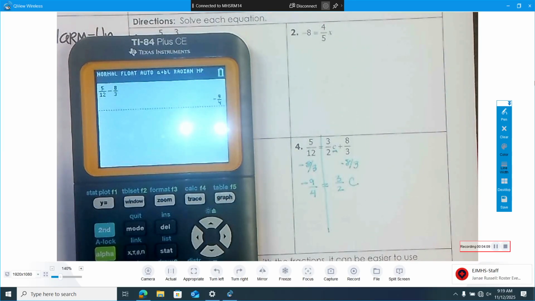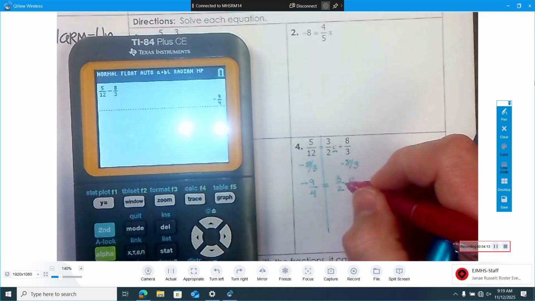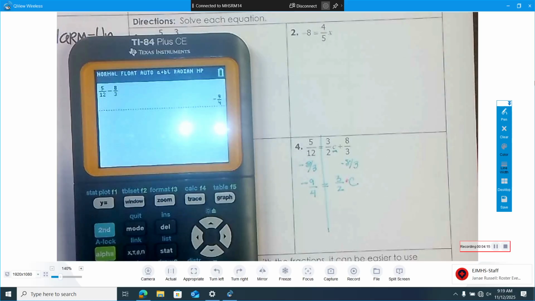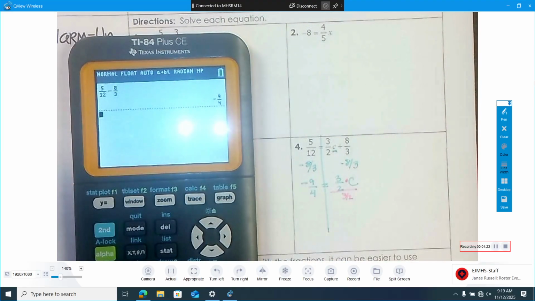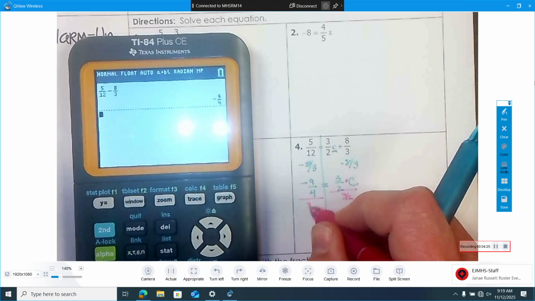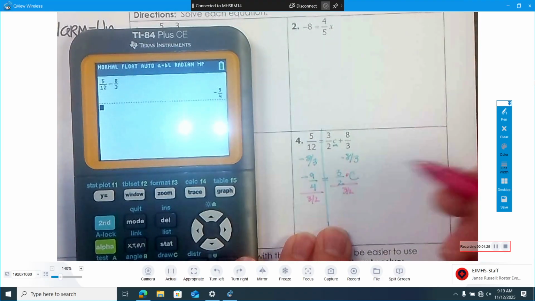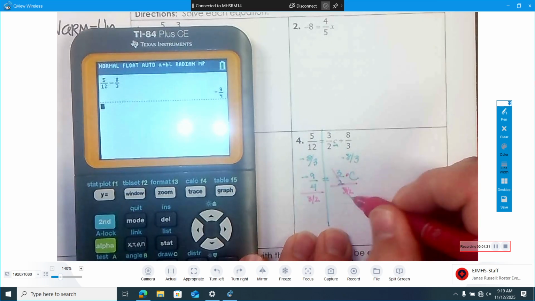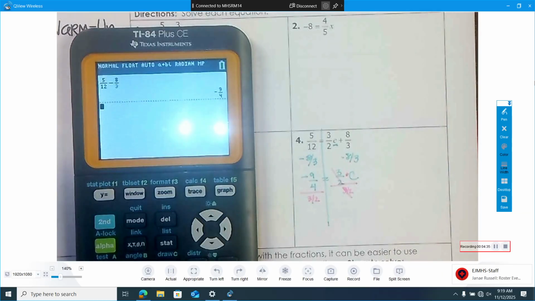Are you with me? Yeah? Practice with those calculators. It's really, really important. All right, so this is 3/2 times C. How do we get C by itself? Divide? We can absolutely do that. We can divide by 3/2 on both sides here. So you'll notice how I wrote that. The times by 3/2 and divide by 3/2 cancel out.